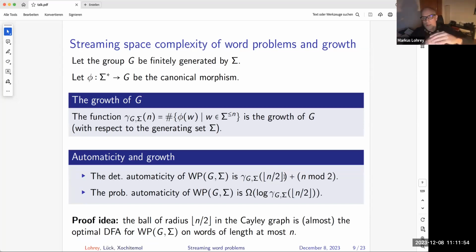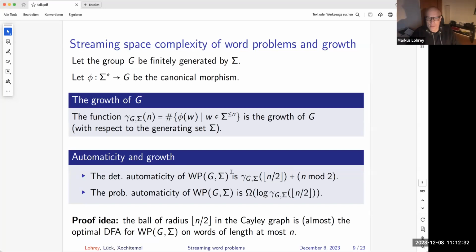Well, the point is the following. Imagine you have a word of length n, and you have the ball of radius n/2 in the Cayley graph. Now you read in your input word of length n, and as soon as the word leaves the ball of radius n/2, there is no chance to come back to the group identity, right? So therefore you can reject. As soon as you jump out of the ball of radius n/2 in the Cayley graph, you can reject your input word. So this is basically the first point.